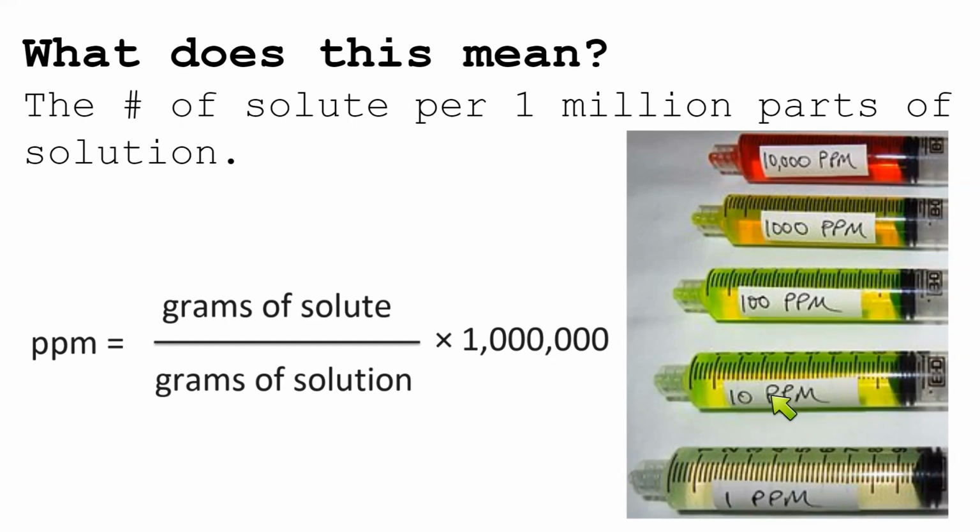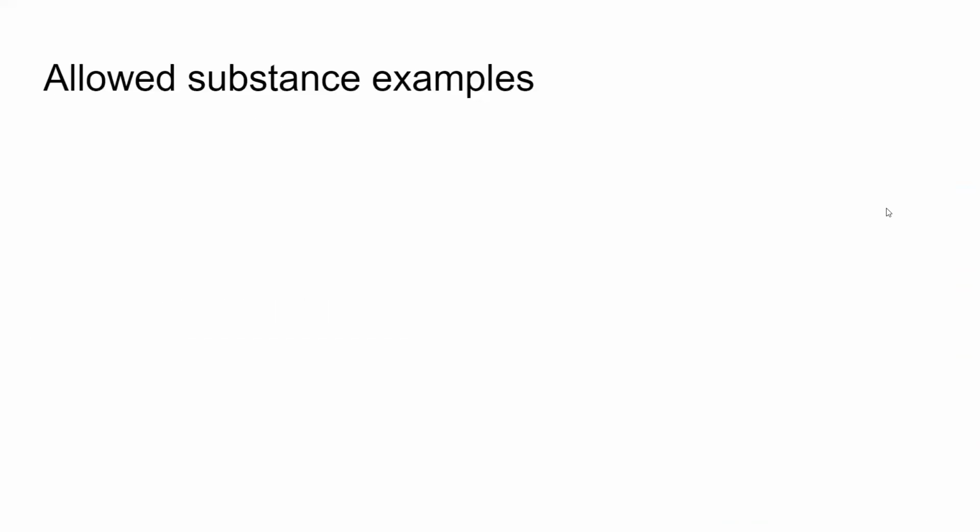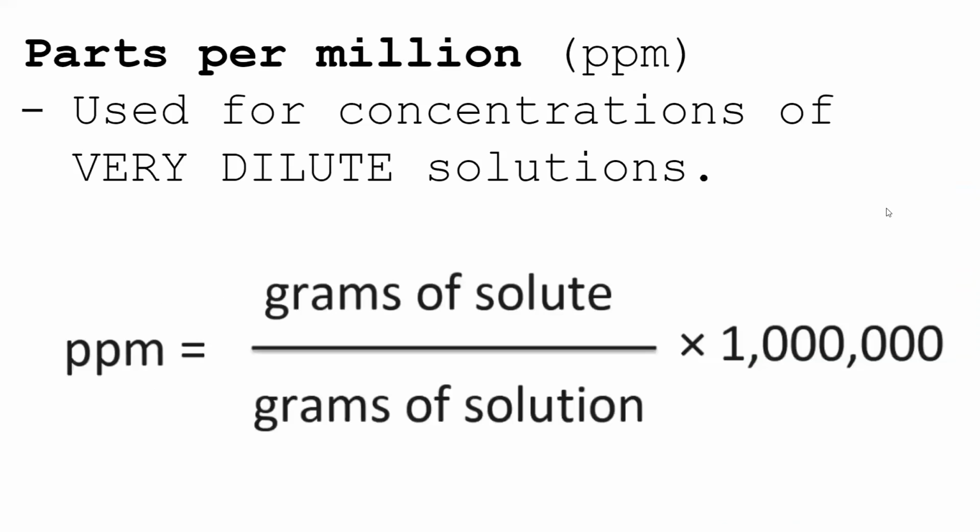So like 10 parts per million, for example, would mean that if you had 1,000,000 particles of solution or grams of solution, 10 of those would be your solute. So incredibly dilute. We're going to use parts per million when we have incredibly small amounts of solute. So a lot of times we use these for toxins.